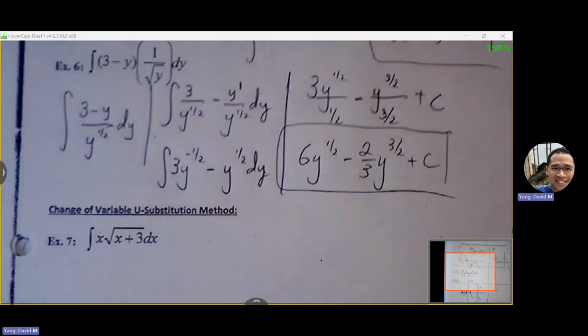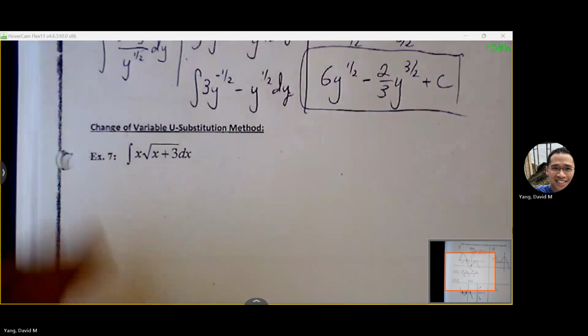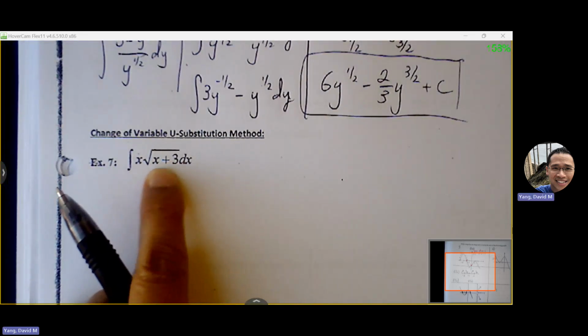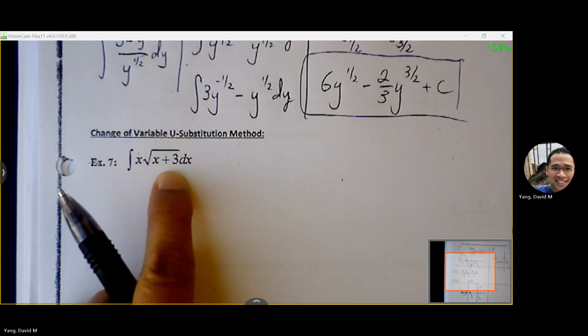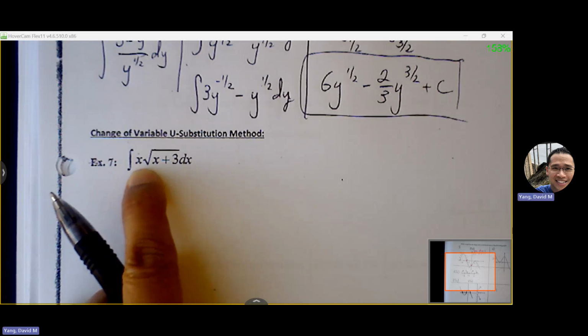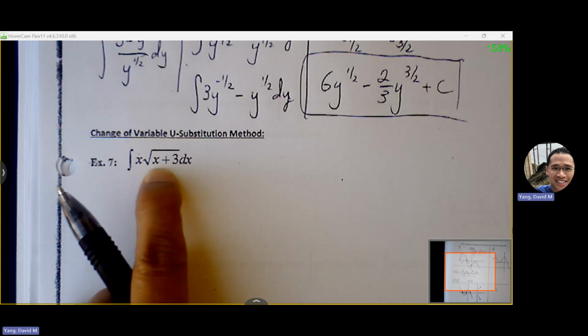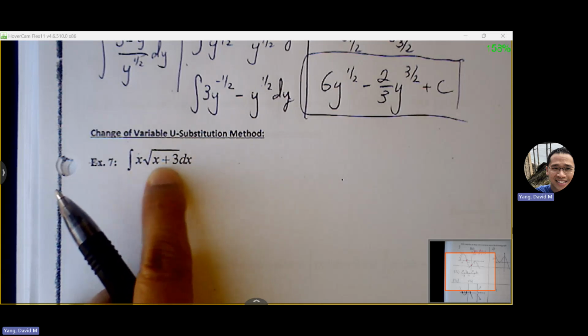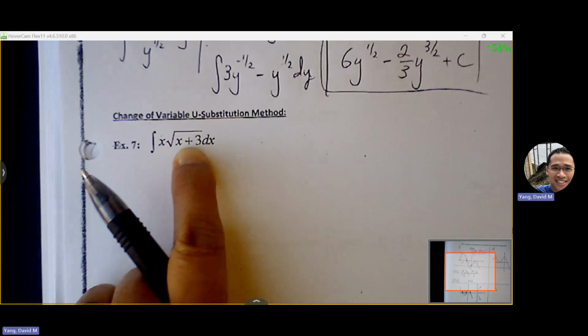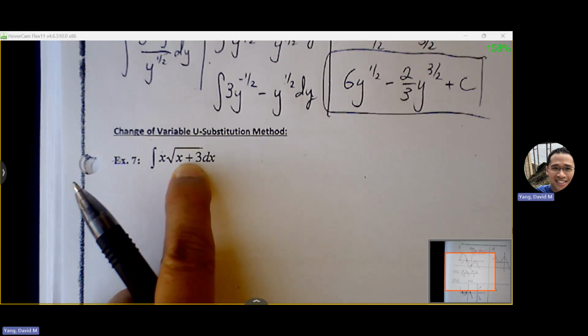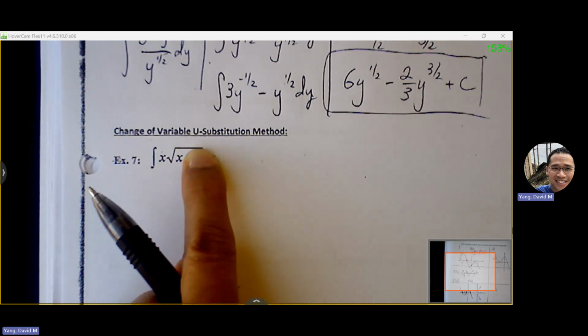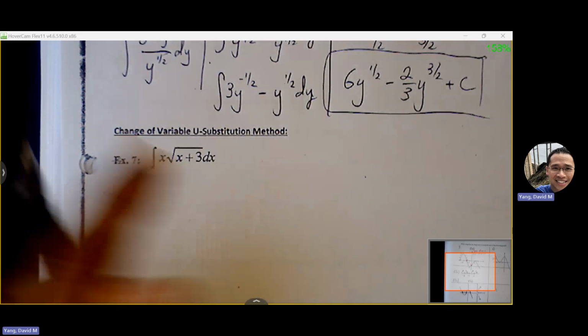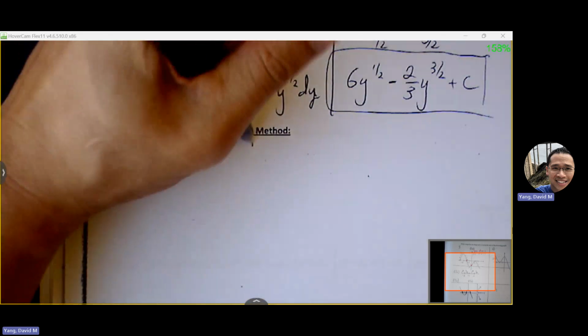All right, example 7. Can we expand using power rule? That radical prevents us, right? If it was x plus 3 squared, then great, we can expand and distribute. But with the radical, we can't get inside it unless there's only one term, and there's more than one term here. So let's get a set of parentheses to show up.